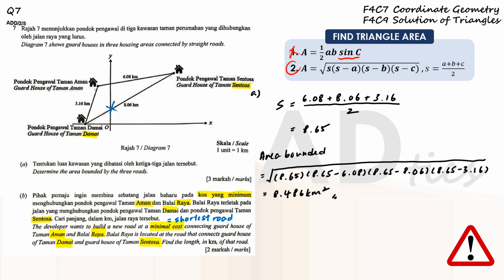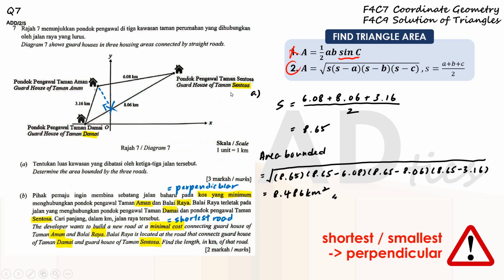Very easy. We just need to find the road that connects Taman Aman, and it must be perpendicular to the road that connects Damai and Sentosa. This is a fact. If we want to find anything which has the shortest or the smallest, we can use perpendicular to help us. So why perpendicular?